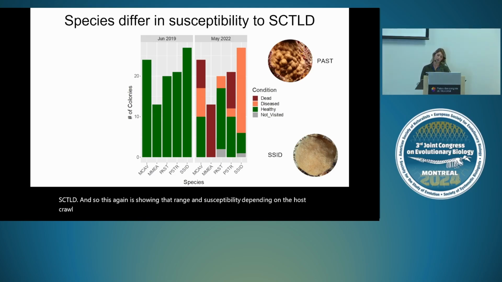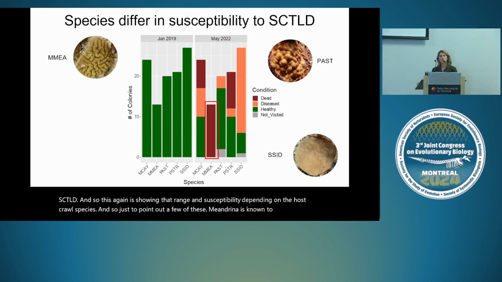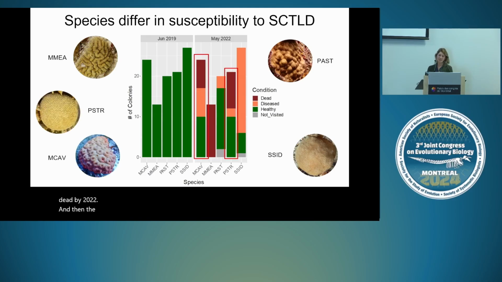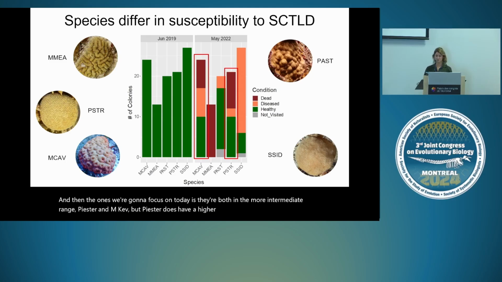Just to point out a few of these, Meandrina is known to be one of the most susceptible, and so we found that here as well. All of our Meandrina colonies were dead by 2022. And then the ones we're going to focus on today, they're both in the more intermediate range, Pister and MCAV, but Pister does have a higher mortality rate.